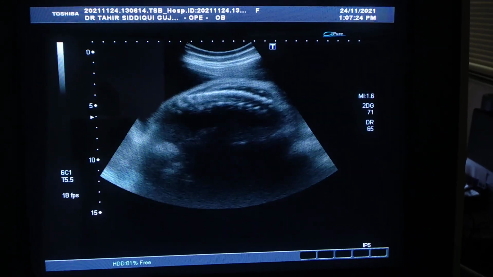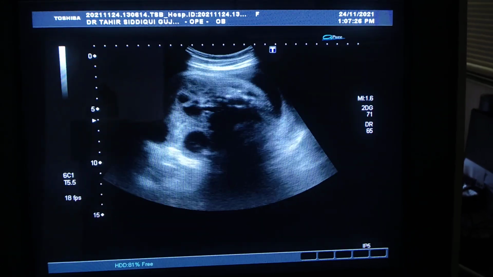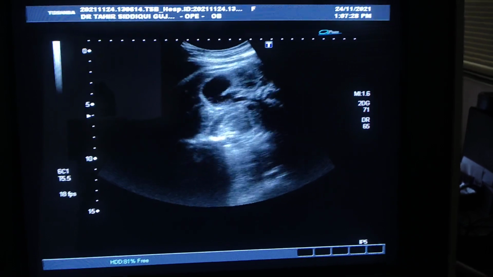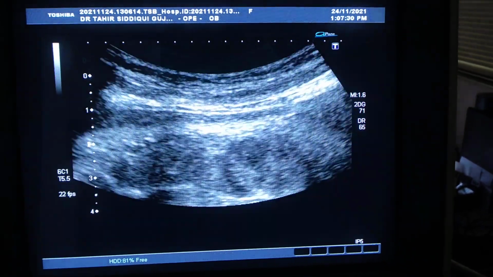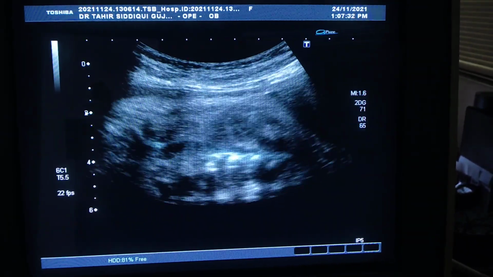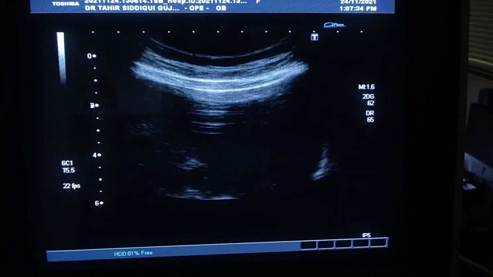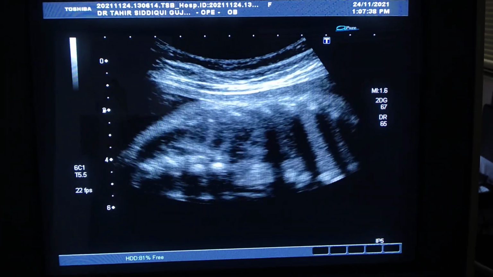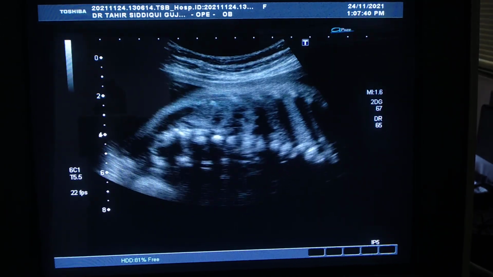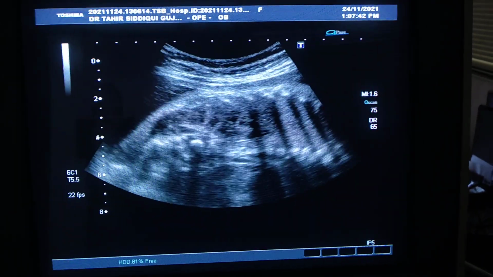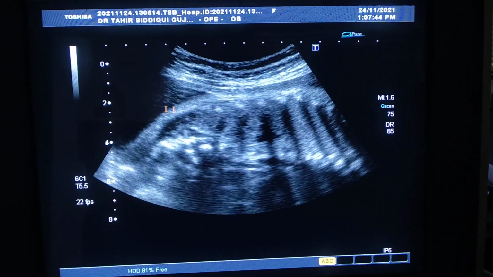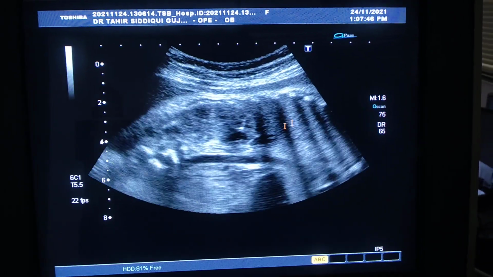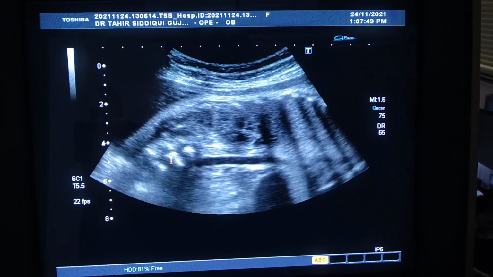Cephalic part and the caudal region. The kidney is normal. See the kidney? Now this is the kidney. This area is the kidney, aorta.